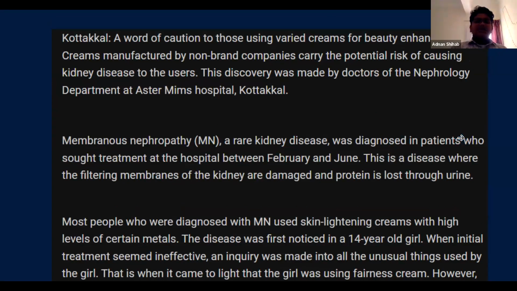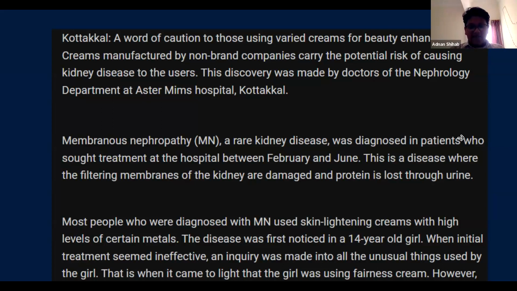Okay, so a word of caution to those using various creams for beauty enhancement. That means people using creams manufactured by non-brand companies, which I just said before. For an offer, we will buy anything, no symbol or company, no brand. It carries the potential risk of causing kidney diseases to the users. This discovery was made by doctors of the nephrology department at Aster Mims Hospital, Kottayam.